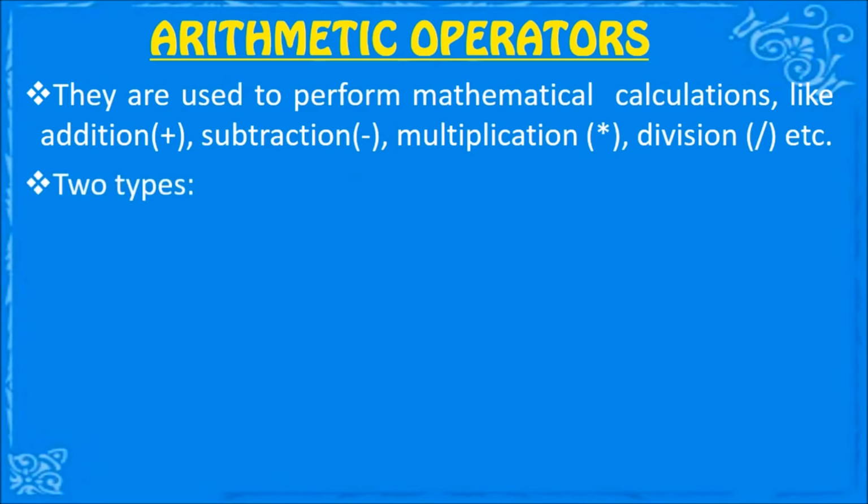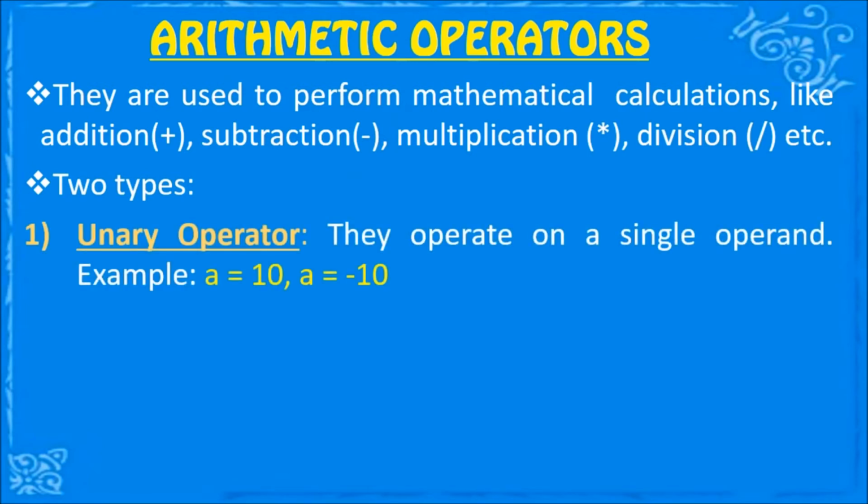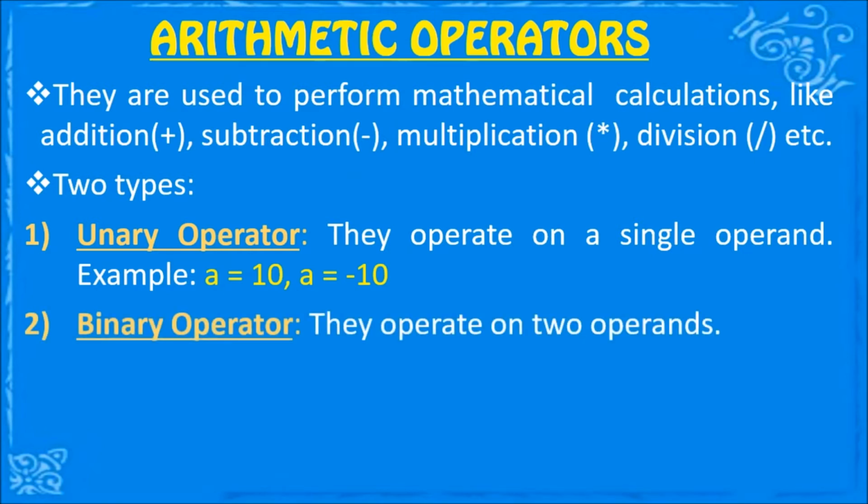And there are two types of arithmetic operator. The first is unary operator. They operate on a single operand. For example, a equal to 10 or a equal to minus 10. So here again this is a equal to 10. There's only one single operand in this. Okay. The next is binary operator. They operate on two different operands. So let's understand with the help of an example now.